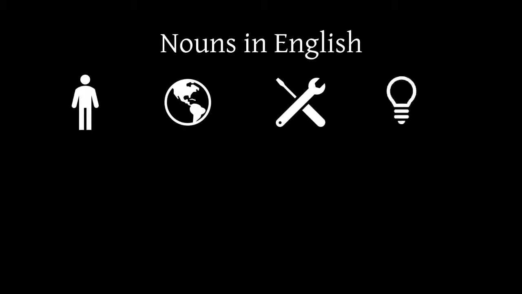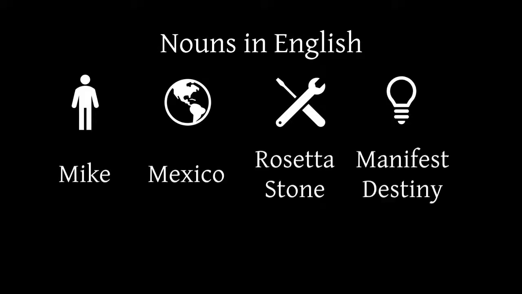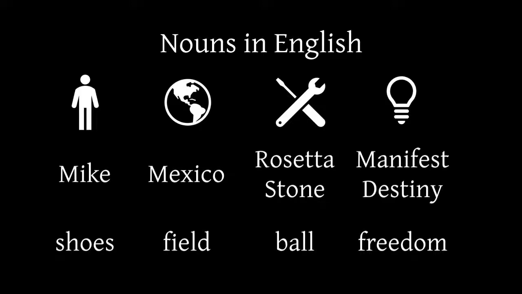So, nouns in English. What is a noun? A noun is a person, place, a thing, or a concept. A noun can be proper, like Mike, or Mexico, or the Rosetta Stone, or Manifest Destiny. Or it can be common, like shoes, a field, a ball, or freedom. So, very basic thing to understand.